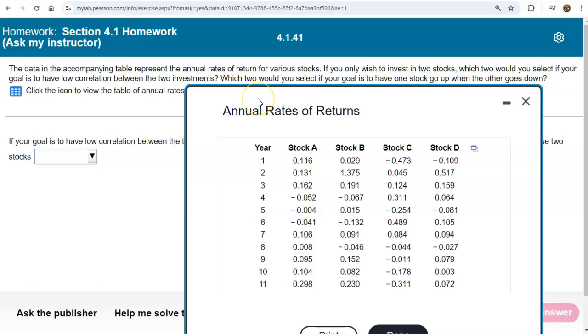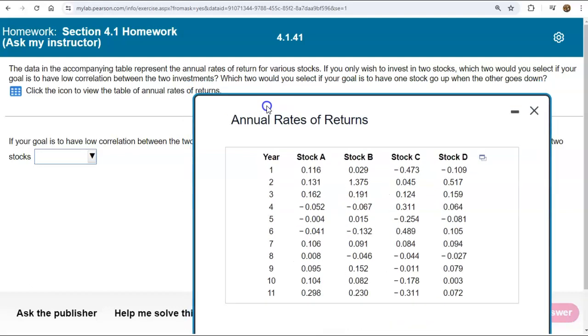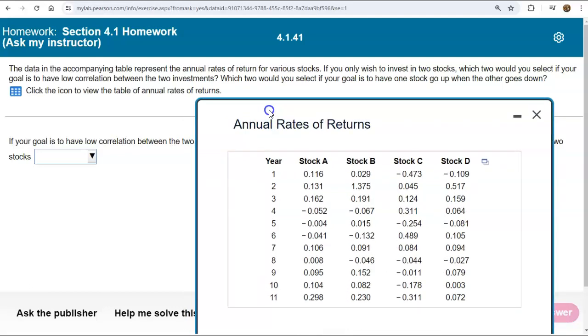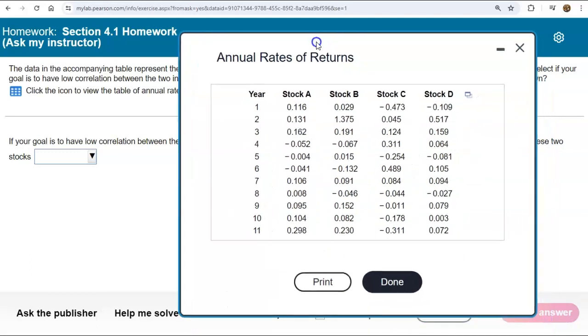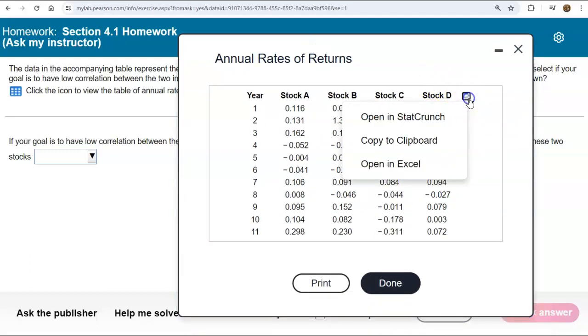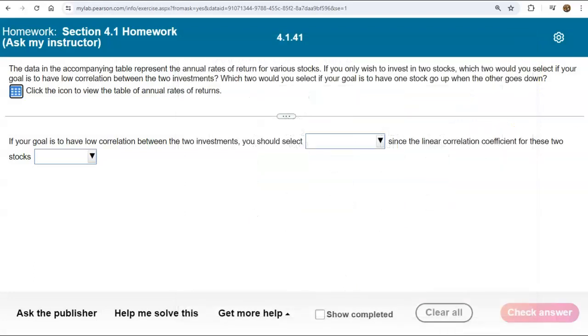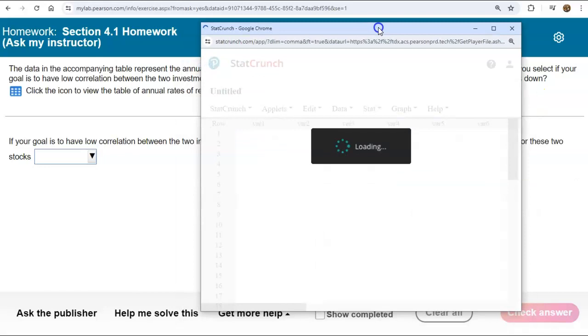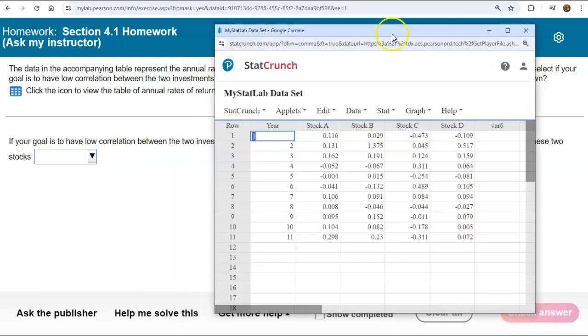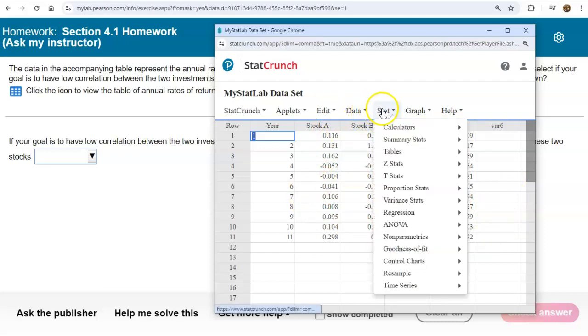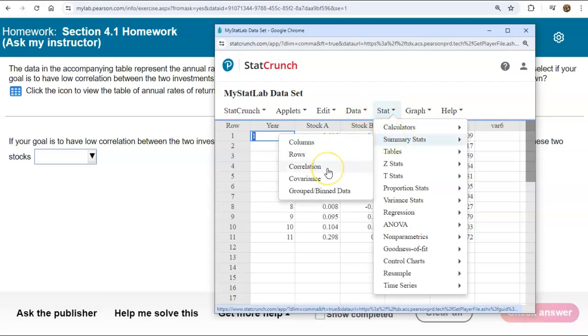So StatCrunch actually calculates those correlation coefficients really easily for us. And when you have more than two things that you're correlating, it makes a correlation matrix. And so we're going to go ahead and do that here. Okay, so we have the 4 stocks. We have how much they went up or down each year for 11 years. And we're going to go to summary stats, correlation.